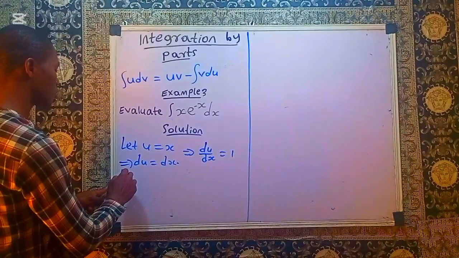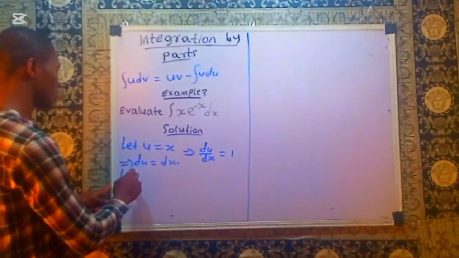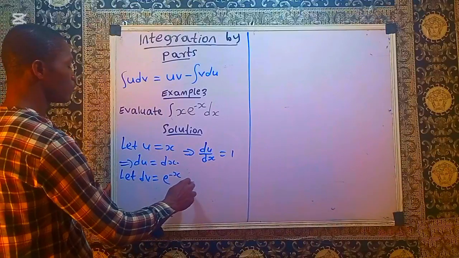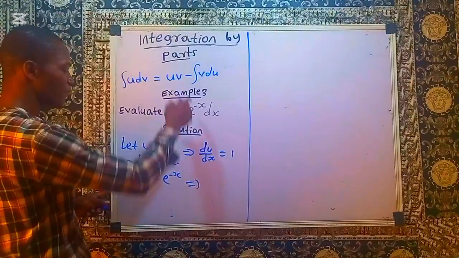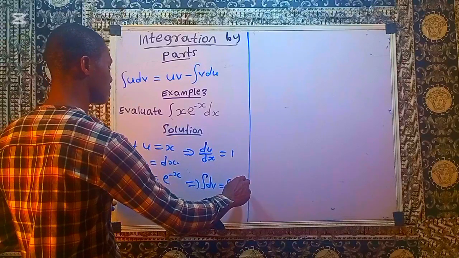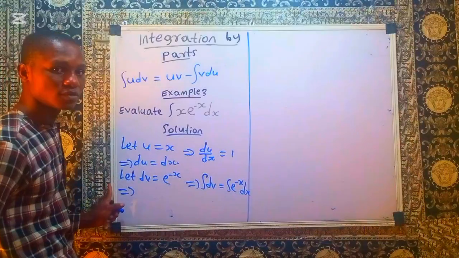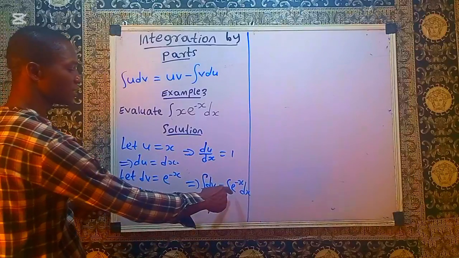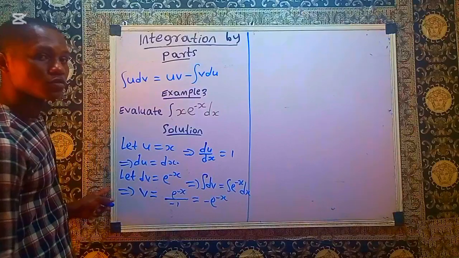Since we call u x, the second function automatically becomes our dv. So I'm going to say let dv be equal to exponential minus x. The one you call dv is the one you integrate, because if you integrate both sides, you get v, which we are seeing in our formula. So that integral of dv will be equal to integral of exponential minus x with respect to x. But integral of derivative, the integral will cancel the derivative, leaving your v. And if you integrate exponential minus x, you get minus exponential minus x.